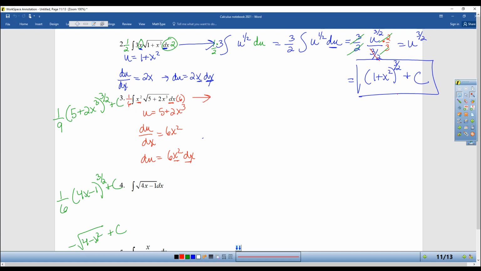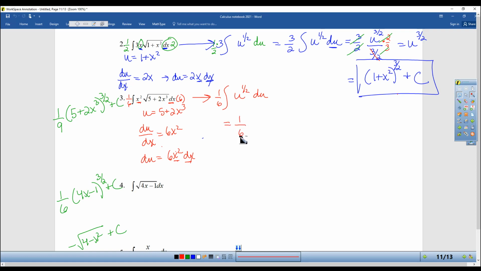And now I'm going to account for every single piece. The 1/6 is not going to go away. The integral is not going to go away. The x squared, the dx, and the 6 are going to become my du. And then this last piece is my u to the 1/2. And look at that. That is such an easy integral to do.